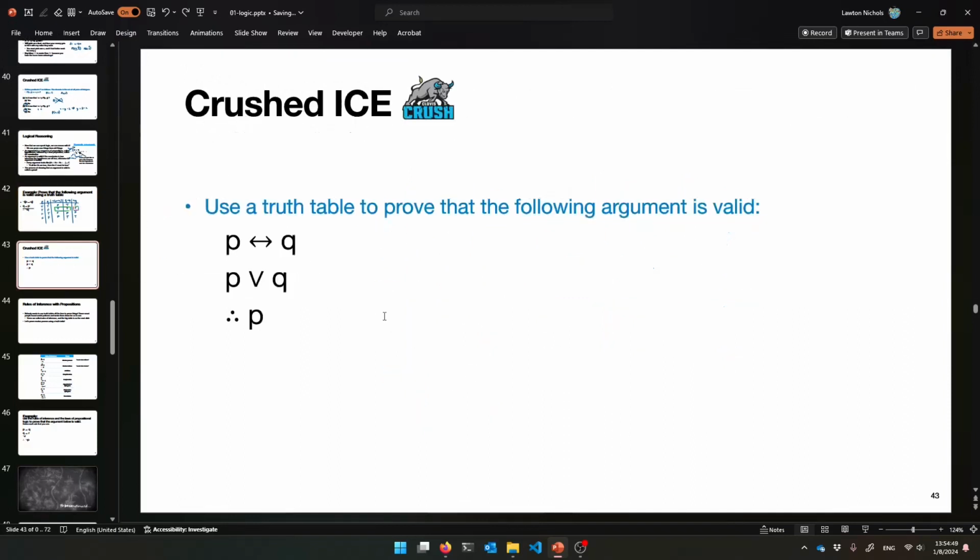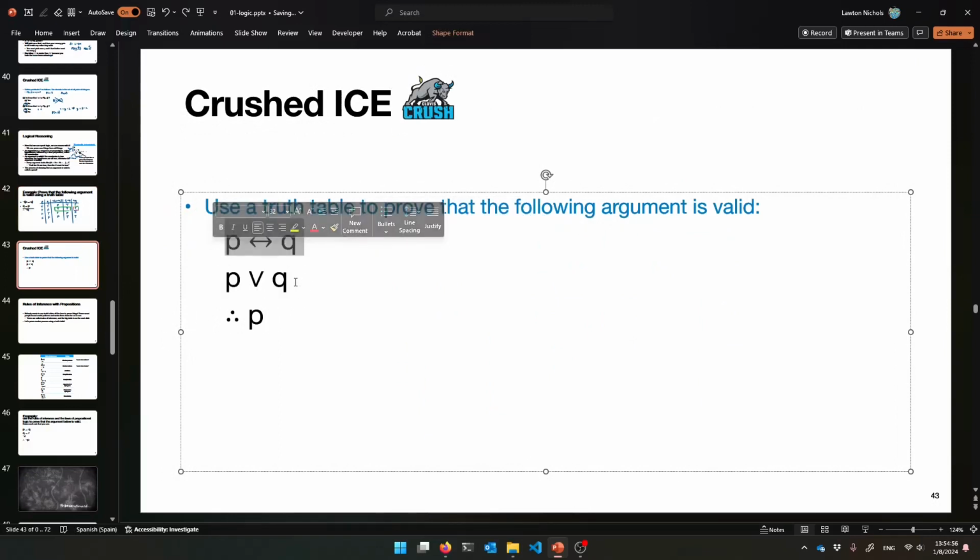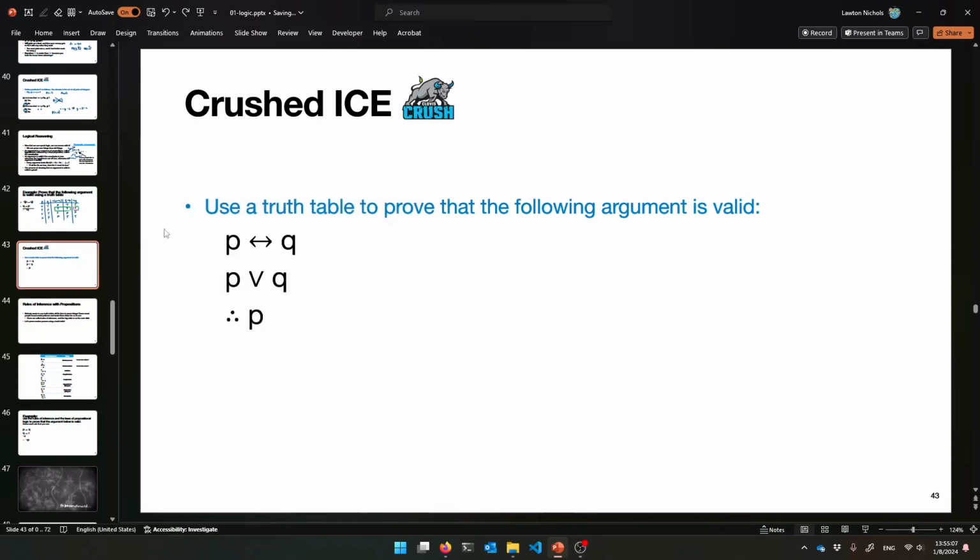Eventually we're going to get more complicated, but it's your turn. Use a truth table to prove this. Assume these two things. These are your hypotheses: P if and only if Q, and P or Q. Then, only in the rows where these are both true at the same time, show that P must also be true.